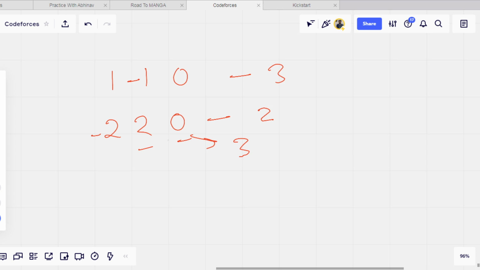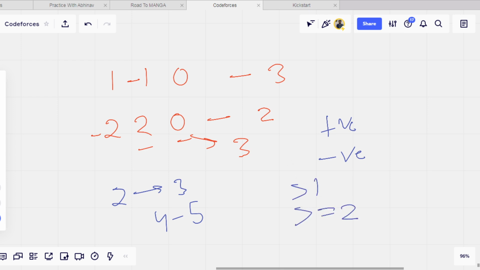Let's see what happens if a number is present in the array more than one time. For example, 2 is present 3 times, 4 is present 5 times. If a number is present only one time, then it can be either positive or negative. But if it is present greater than or equal to 2 times, then we can make one of that number positive and one of that number negative. Means we can make both the positive and the negative of that number.